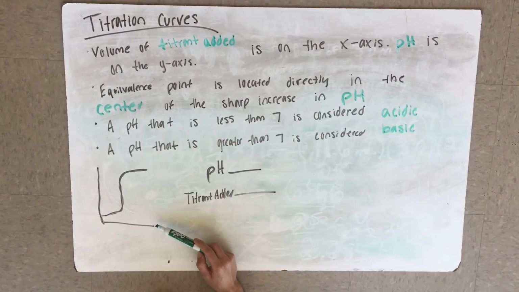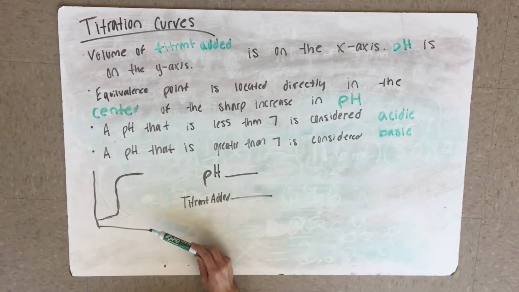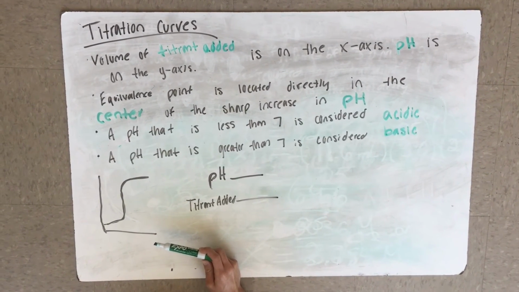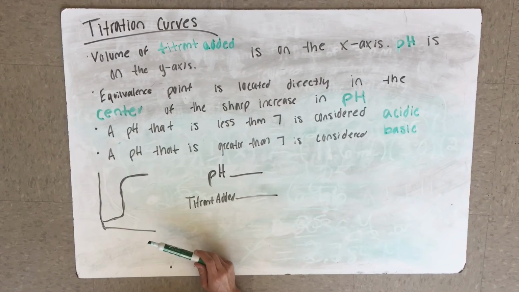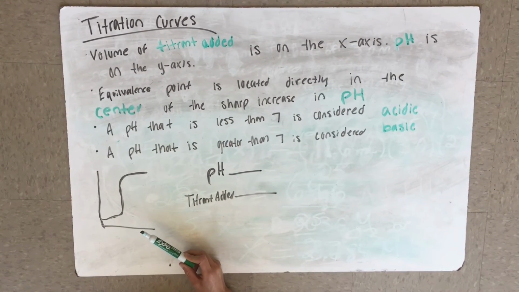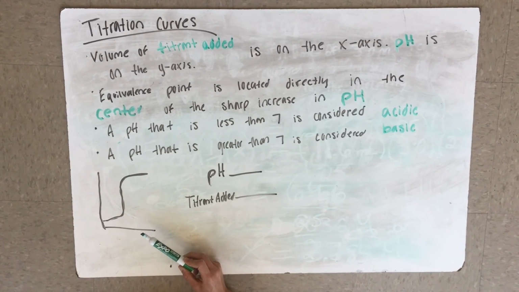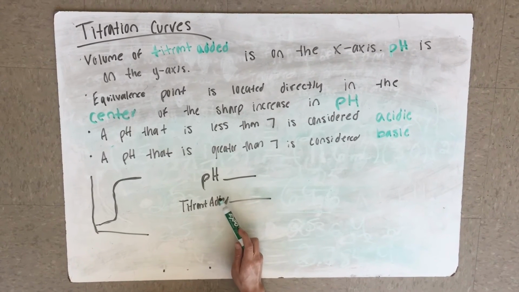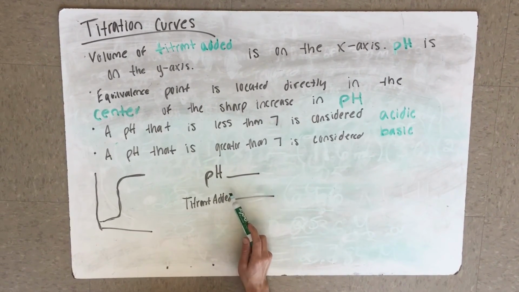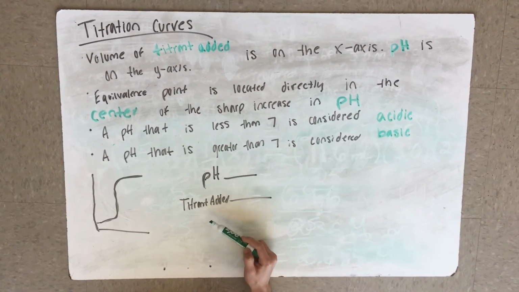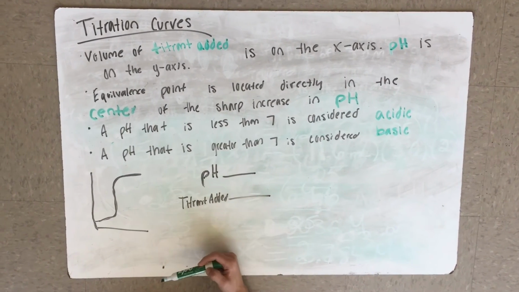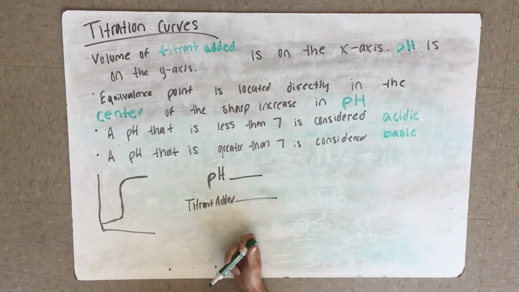You should have a better quality graph on your paper. On that paper, I want you to label the acidic region, the basic region, and the equivalence point. And then I want you to tell me what the pH is at the equivalence point and how much titrant has been added at the equivalence point. Pause this video and come back when you're done with that.